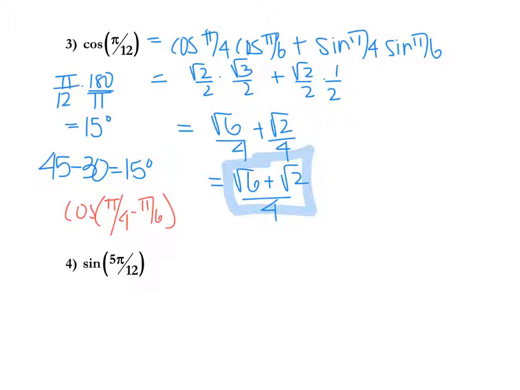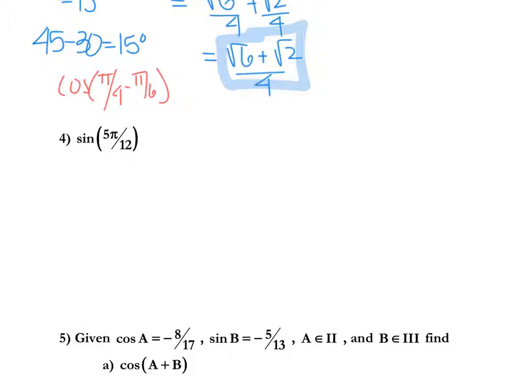Okay. So once again, find the two angles that add or subtract up to that number, and then just apply the identity. So sine of 5 pi over 12. So the first thing we're going to do is rewrite this in degrees. So 180 divided by 12 is 15. 15 times 5 is 75 degrees. So two angles that add or subtract up to 75. I'm just going to use 45 and 30.